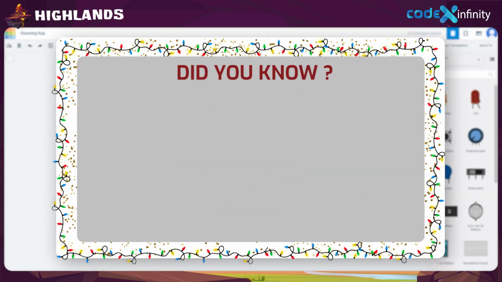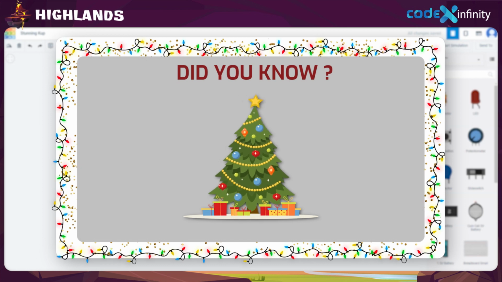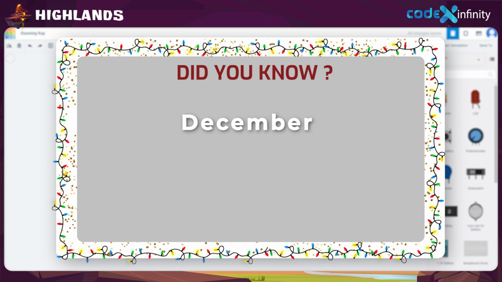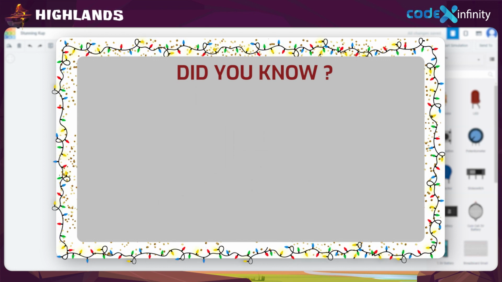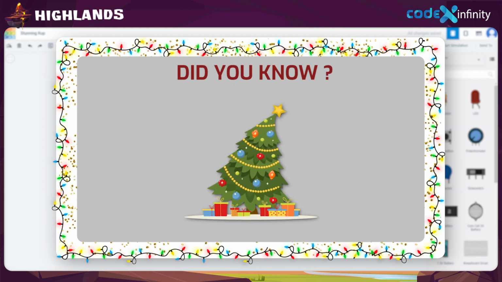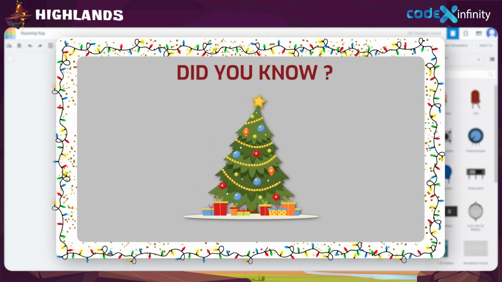Did you know when Christmas trees were first lit up by fairy lights? Well, it was on December 22nd, 1882 by Edward H. Johnson. He was actually a colleague of Thomas Edison. Thanks to this, we can now decorate our Christmas trees beautifully, right?